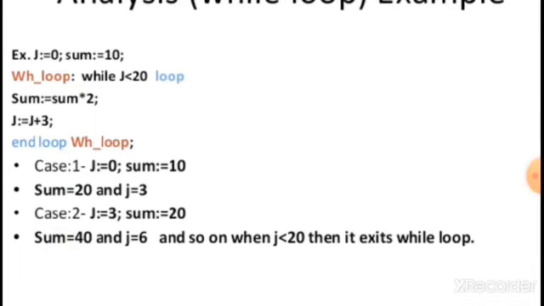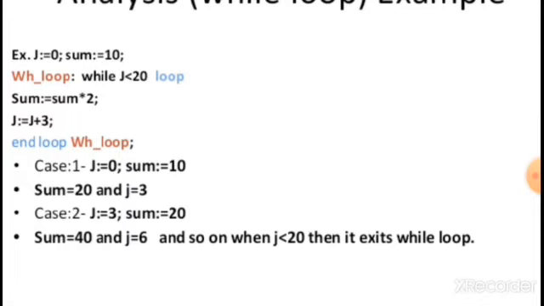Here I have written case 1, where j is equal to 0 and sum is equal to 10 in the first condition. In the first condition, if this condition is true, what is sum equal to? Sum into 2. First sum is 10, and 10 into 2 is equal to 20. And what is j equal to? Here you have written j is equal to j plus 3. This is also executing: 0 plus 3. Now your j is equal to 3.